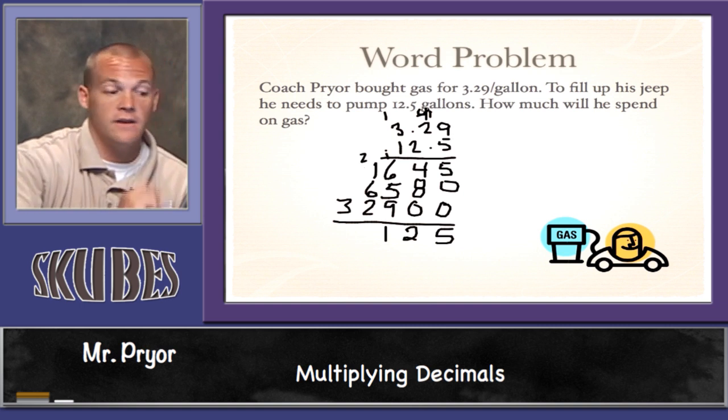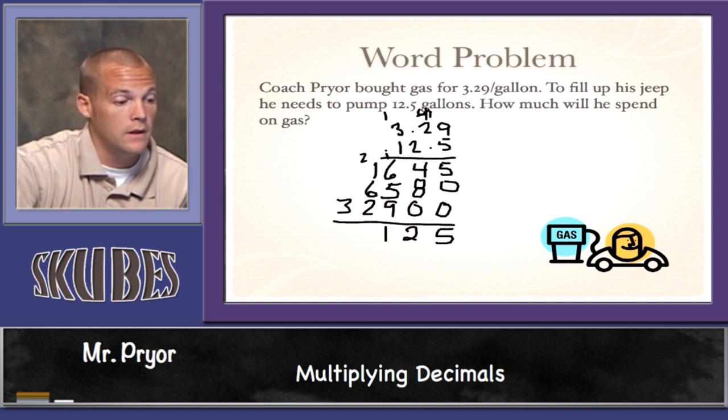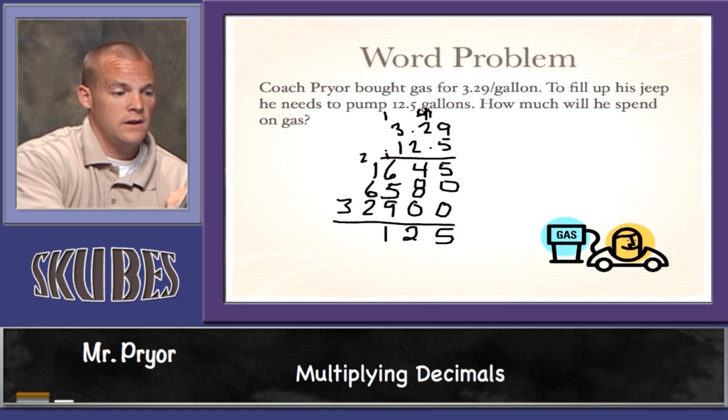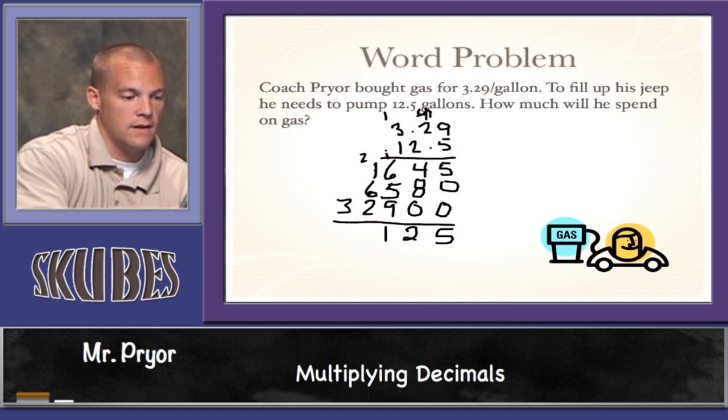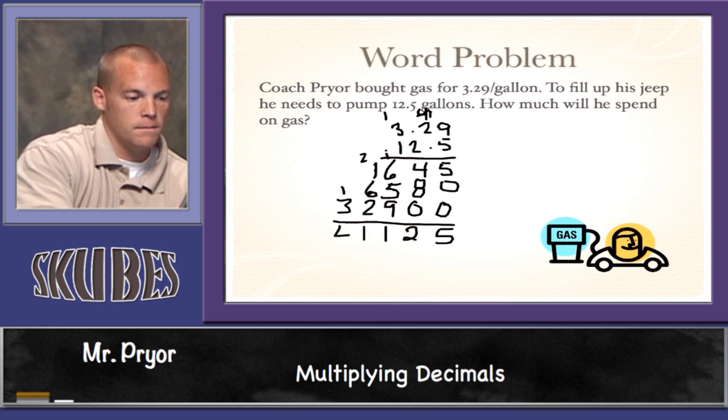In this case, since we got into the 20s, we have to carry a 2. So 2 plus 1 is 3. 3 plus 6 is 9. 9 plus 2 is 11. Carry the 1 again, and 3 plus 1 is 4.